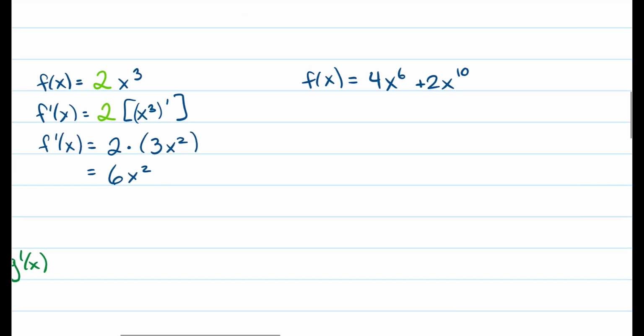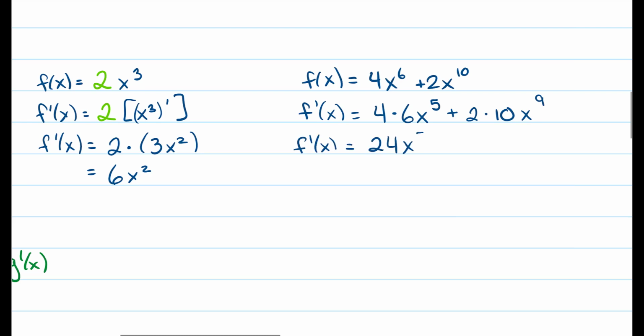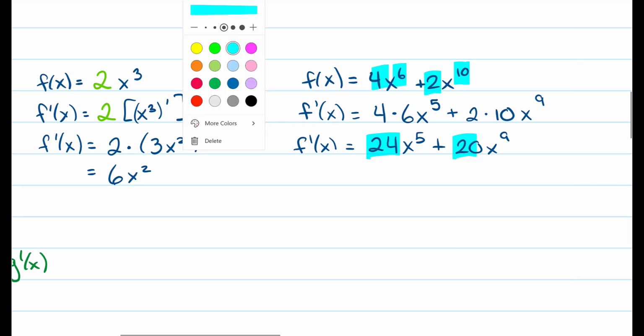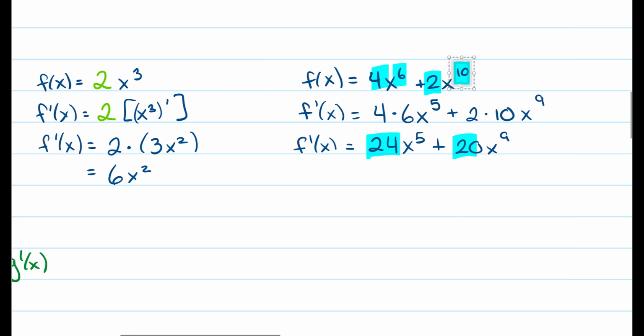And so if we take the derivative, we get f prime of x is equal to 4 times 6x to the 5th, because 6 minus 1 is 5, plus 2 times 10x to the 9th. And then we just have to simplify that a little bit. You get 24x to the 5th plus 20x to the 9th. So if you notice, the exponent and the coefficient multiply to give us our final numbers. And then to get the number in the exponent, we subtract 1 from the powers.